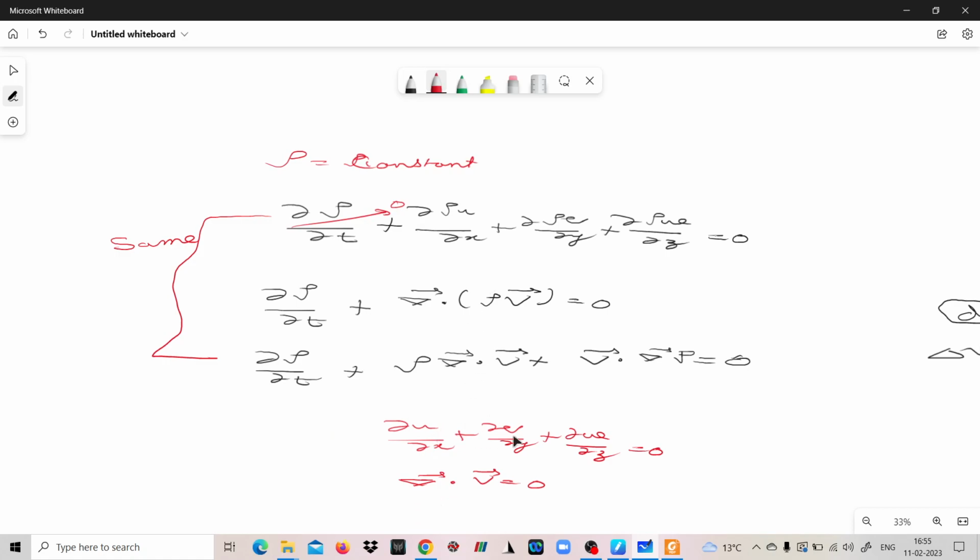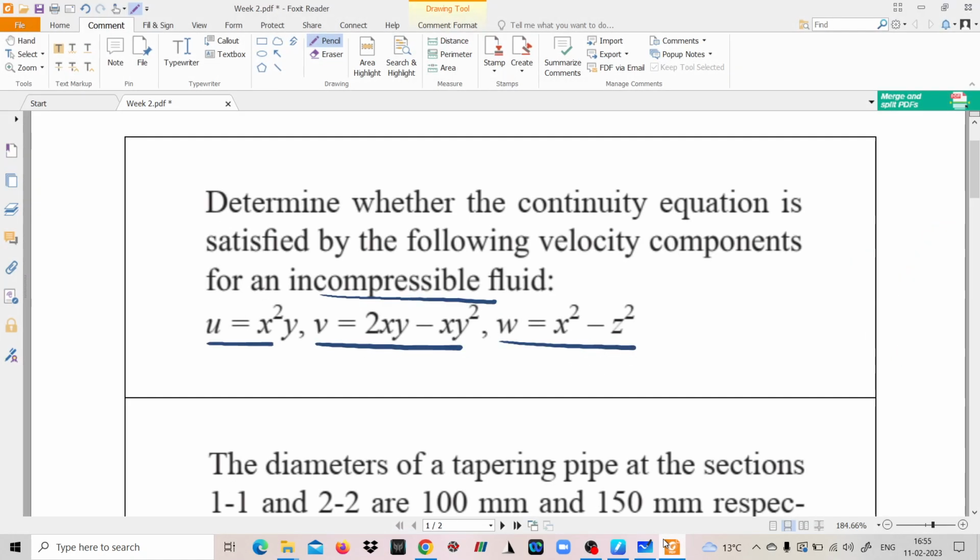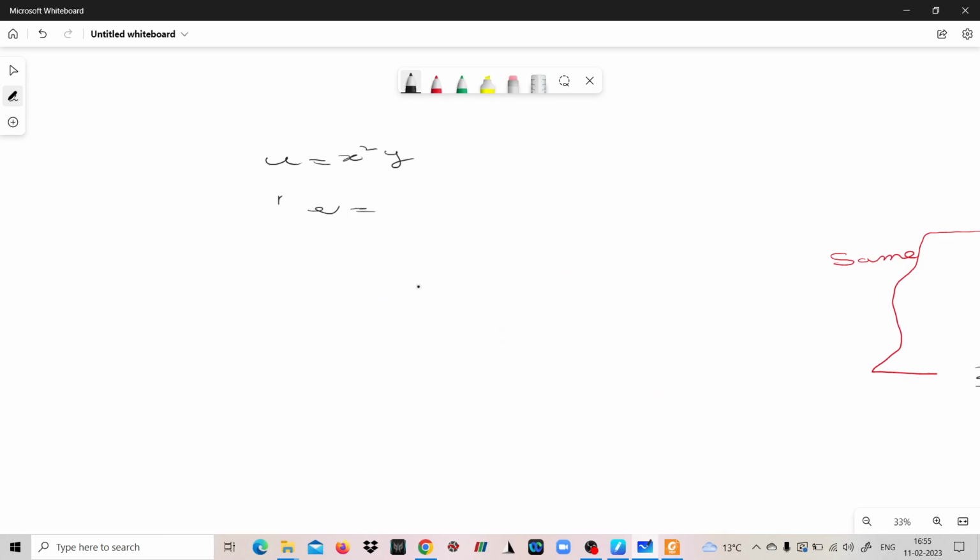Anyways, for this problem you need to check this condition. So for the given problem, u is equal to x square y, v is equal to twice xy minus xy square, and w is equal to x square minus z square.